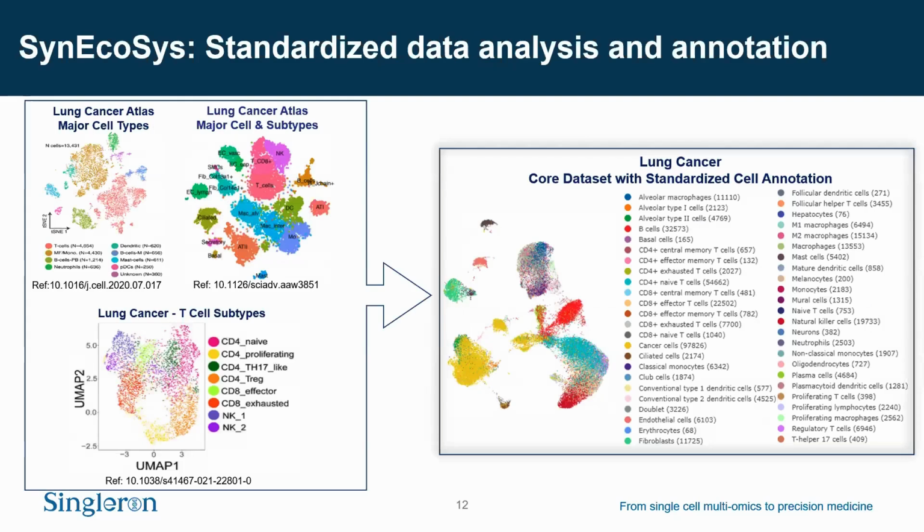This is what SynEcoSys does. On the left, we see 3 distinct datasets, same topic, but different focus of research and individual naming of cell types. We would need to look at it one by one. On the right, SynEcoSys consolidated the datasets as one database with consistent annotation of cell types.